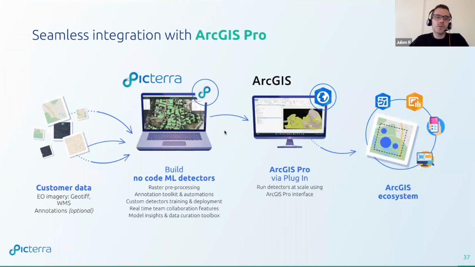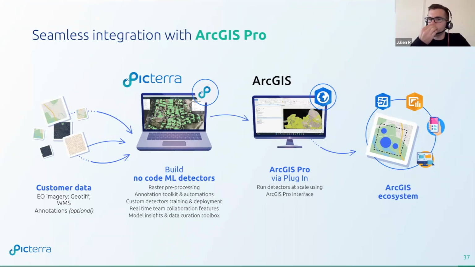The way it works is on one hand, you will have data. You might have GeoTIFF data, you might have your data stored on a AWS server, you might have existing annotations in a shapefile or GeoJSON or something like that that you can easily import in Picterra. So you can use Picterra to build a model, to iterate, to use some dataset exploration tools to really get a good model. And then once you've built the model, you can apply it on new images and run it at scale from ArcGIS Pro without leaving ArcGIS Pro.